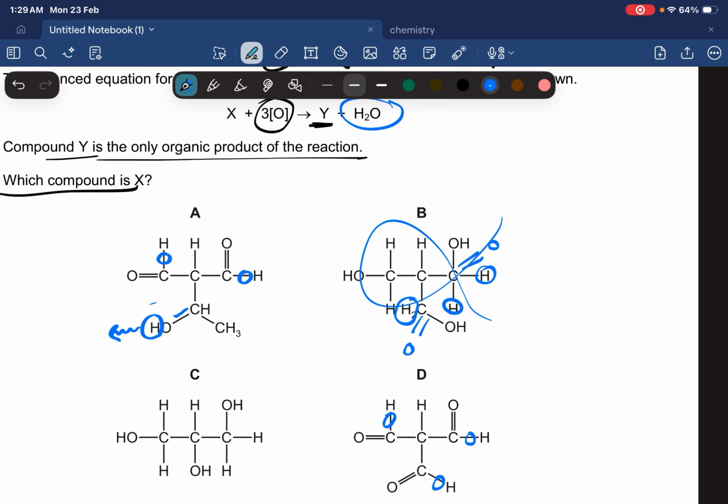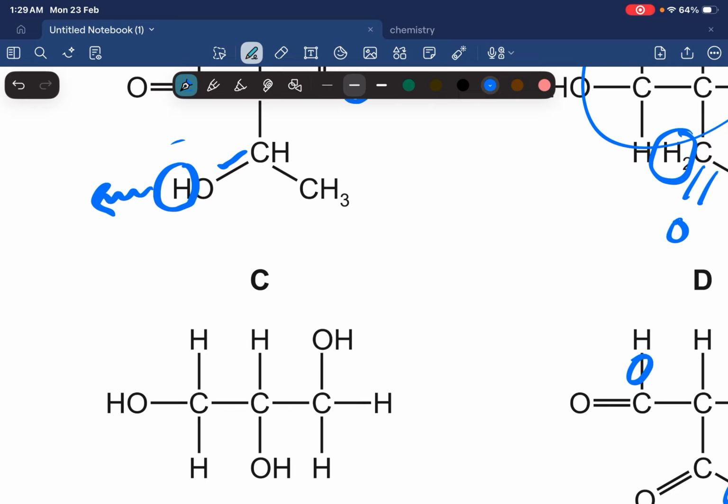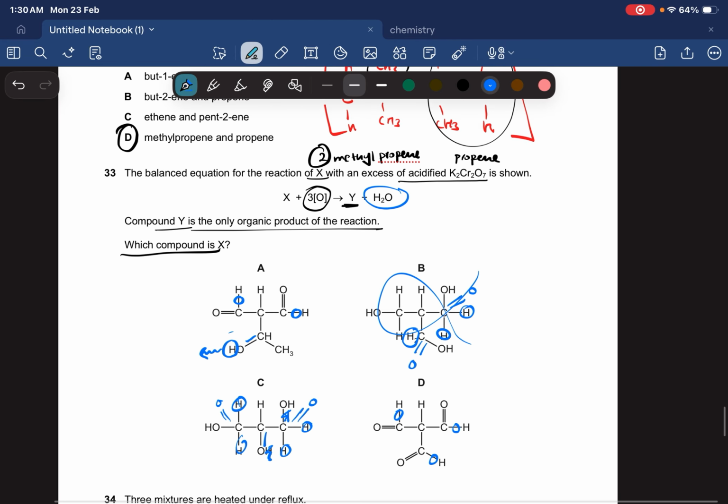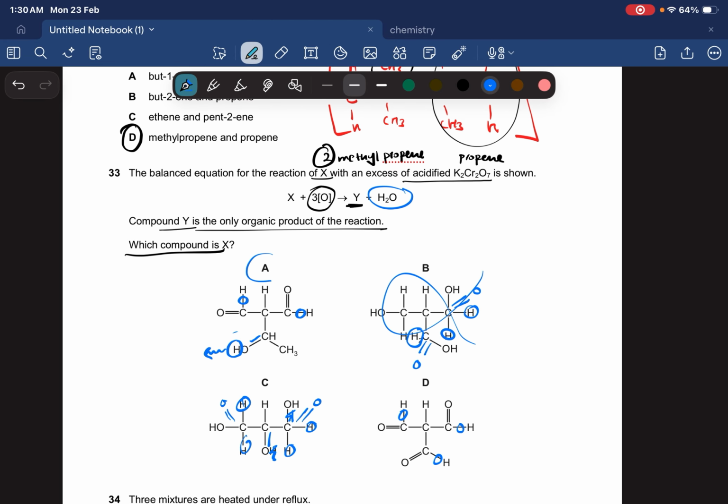This structure, number C, has a double bond. If I oxidize it, I'm going to get a C double bond O, and then I'm going to remove this H. I'm going to get a ketone here, and a C double bond O here. Remove 2 H's. Not possible. I have to add 3 oxygens. So it's going to be option number A.